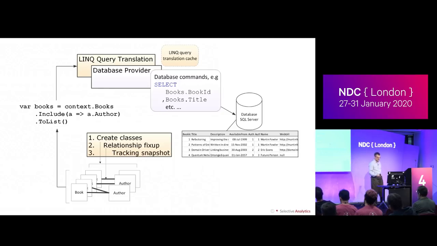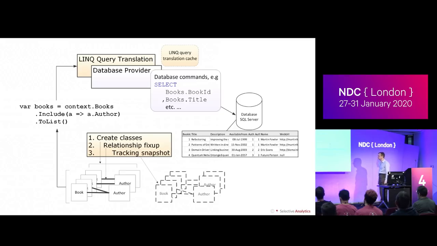And then it does something called tracking snapshots. So it takes a copy of what's out there and keeps it. You can get to it, but it's inside the context.